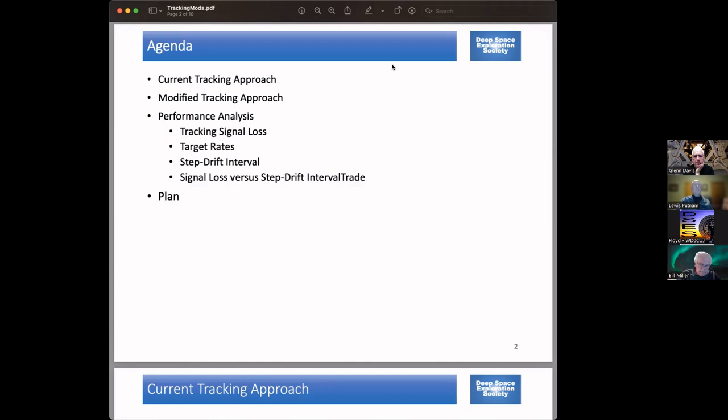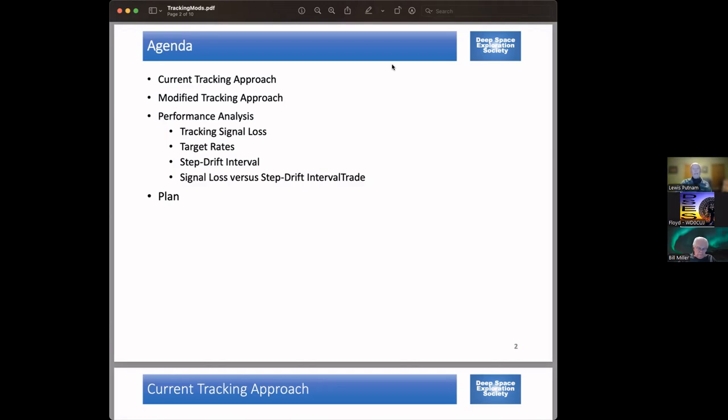Kind of this first subject would be basically to take a quick look at the current tracking approach so we can contrast that with the modifications we're talking about making. And once we've kind of described the modified approach, then we want to look at some performance considerations, and that really comes down to looking at the tracking signal loss using the updated algorithm, and also looking at how frequently the mount is commanded.